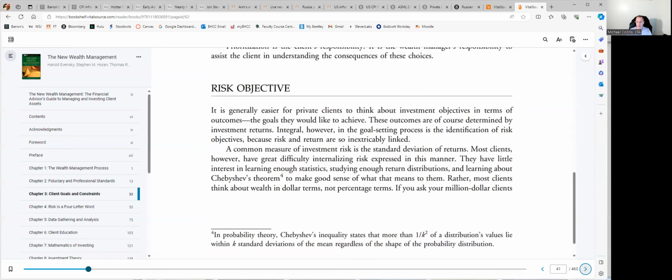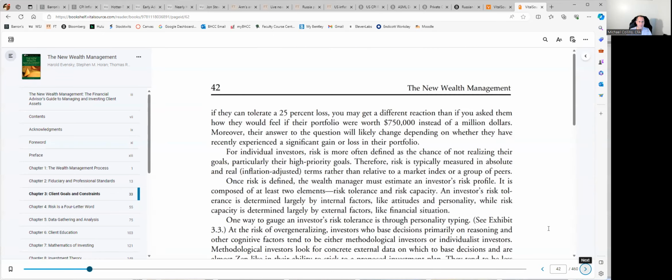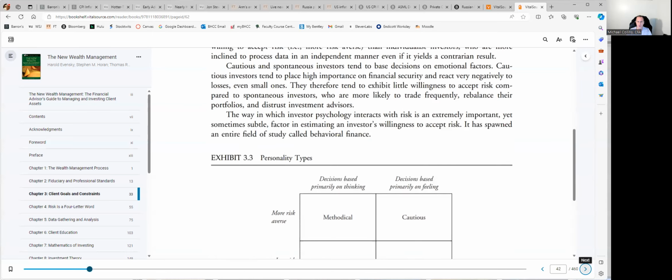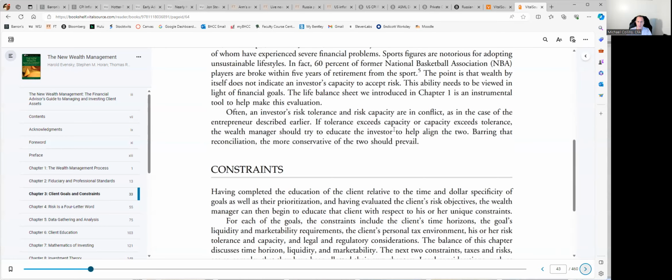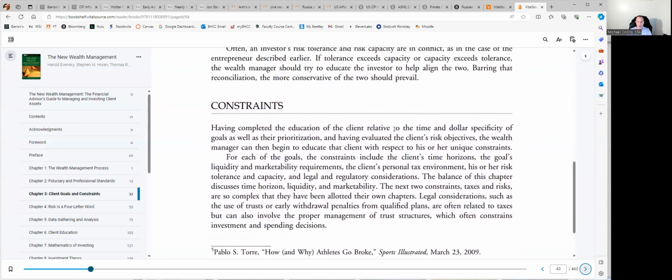Be familiar with risk objective. What is their risk tolerance? I had a conversation with a client today who said he was very risk oriented. He had done really well, but I asked him how would he feel if his portfolio was down 40%? Would he still be willing to stick to the plan?